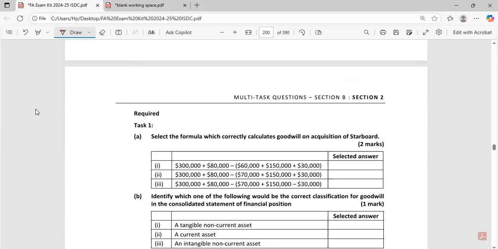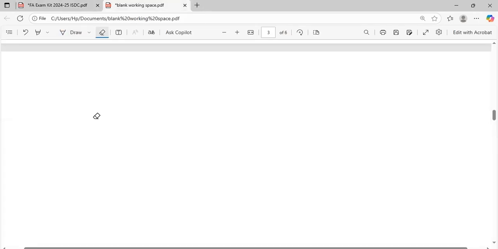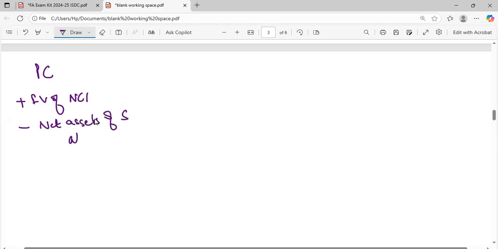First, let's see the first requirement. It says select the formula which correctly calculates goodwill on acquisition of Starboard. So let's see, I'll write over here. The formula of goodwill is purchase consideration plus fair value of NCI minus net assets of S at acquisition. We just saw what the purchase consideration was. These both things are directly given, so let's note them here.